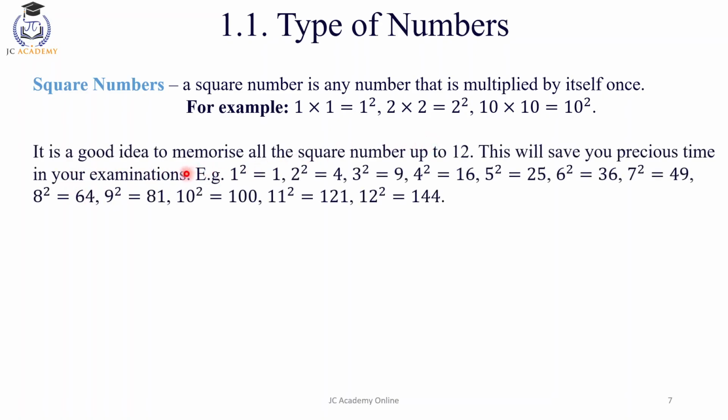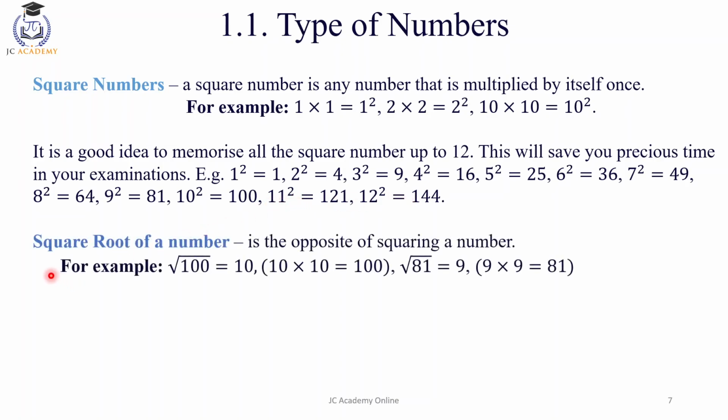So it is a good idea to memorize all the square numbers up to 12. The reason is that it will save you precious time in your examinations. So for example, you have 1 squared equals 1, 2 squared equals 4, 3 squared equals 9, 4 squared equals 16, so on and so forth, all the way up to 12. Okay, it will really save you a lot of time during your exams.